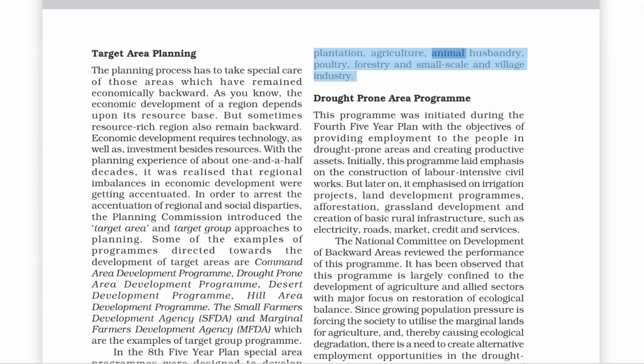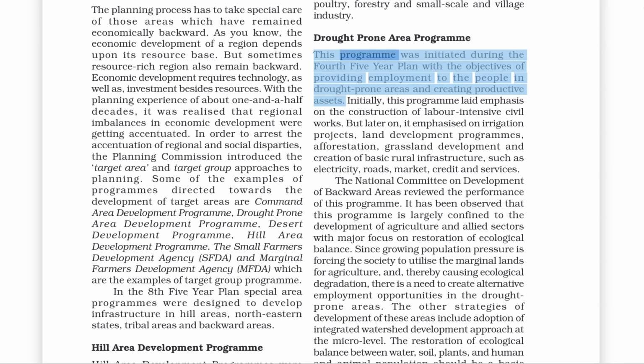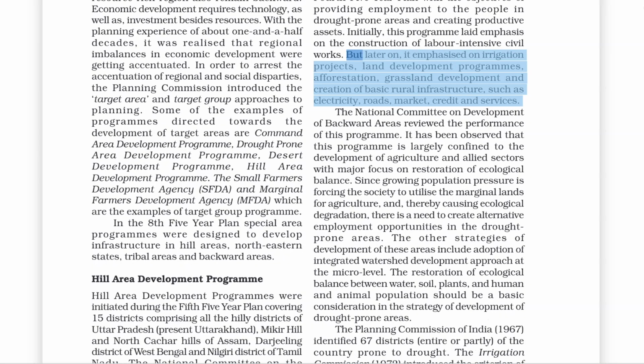Plantation, agriculture, animal husbandry, poultry, forestry, and small-scale and village industry. Drought-prone area program. This program was initiated during the fourth five-year plan with the objectives of providing employment to the people in drought-prone areas and creating productive assets. Initially, this program laid emphasis on the construction of labor-intensive civil works. But later on it emphasized irrigation projects, land development programs, afforestation, grassland development, and creation of basic rural infrastructure such as electricity, roads, market, credit, and services.